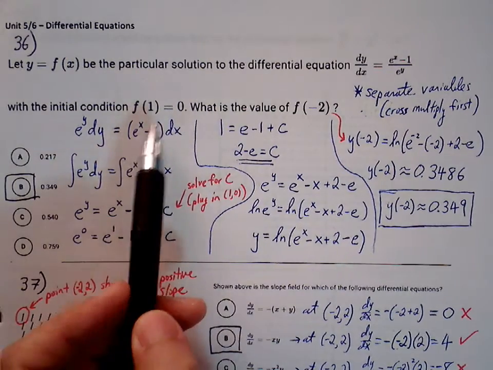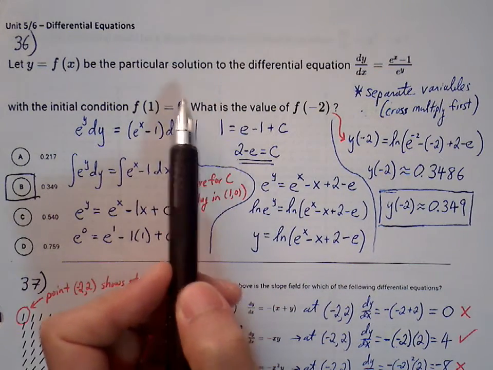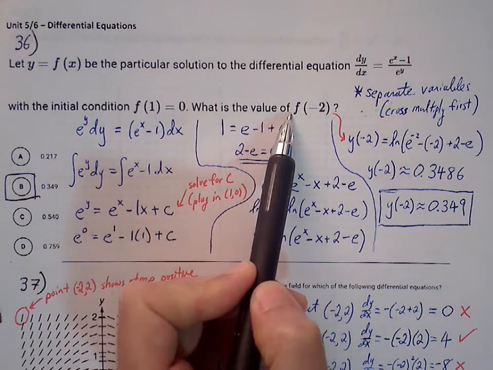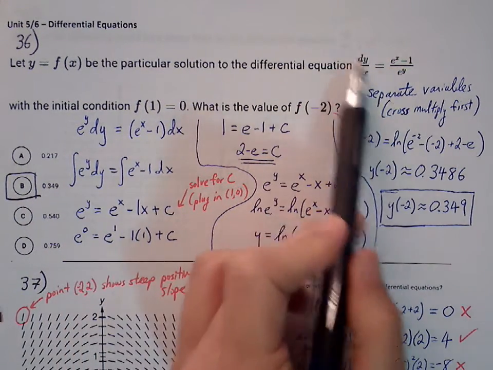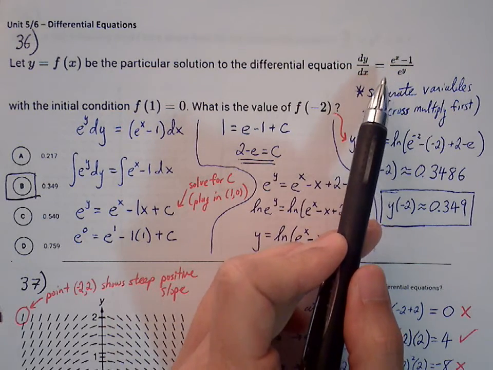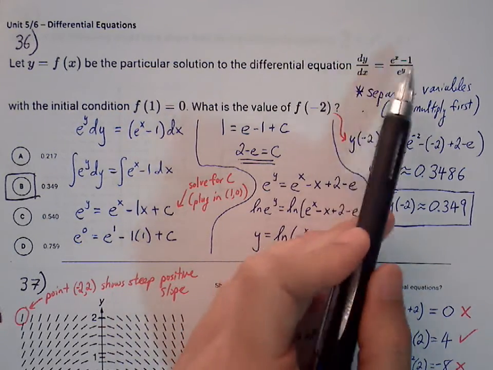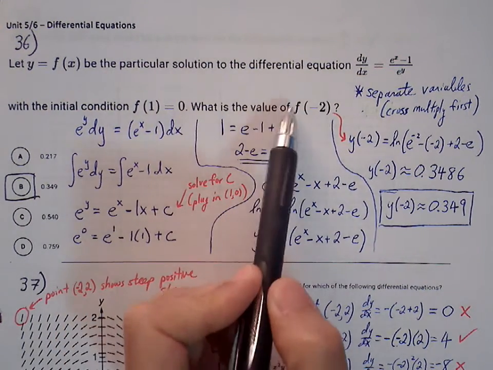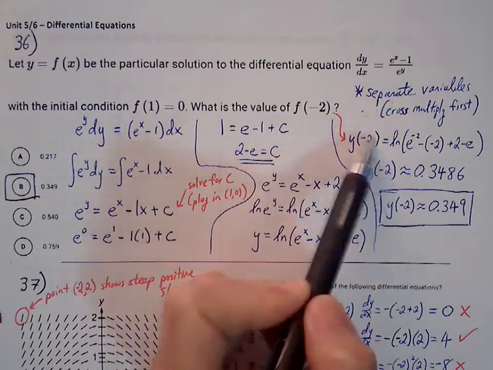We're trying to find the value of f of negative 2. But to do that, we first have to get this out of a derivative form. So we're going to separate variables, take the antiderivative, and then use the ordered pair to help us solve for c. And then once we have that, hopefully we have an equation that we can then evaluate.